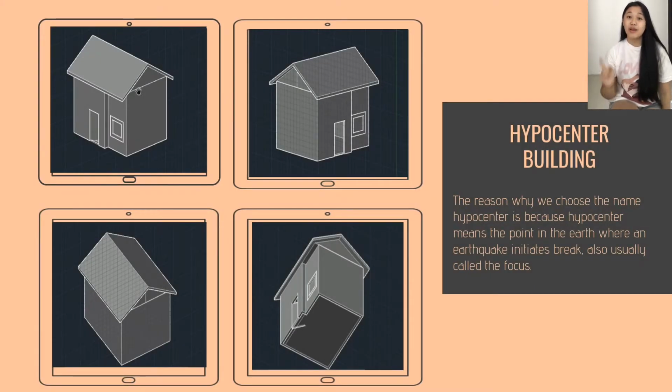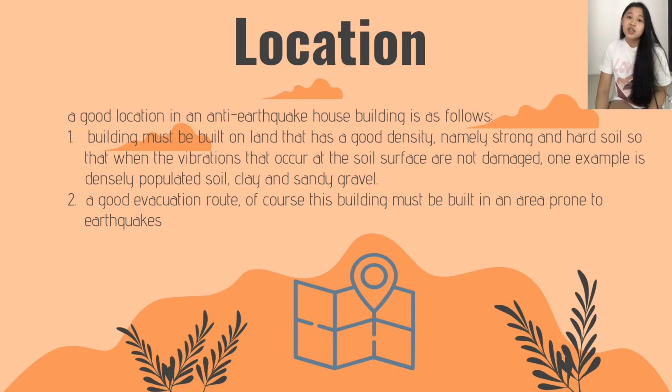So first, the name of the earthquake resistant building that we made is called Hypocenter Building. The reason why we chose the name Hypocenter is because hypocenter means the point in the earth where an earthquake initiates breaking, also usually called the focus.